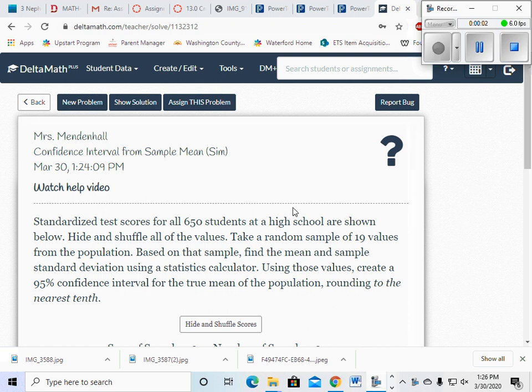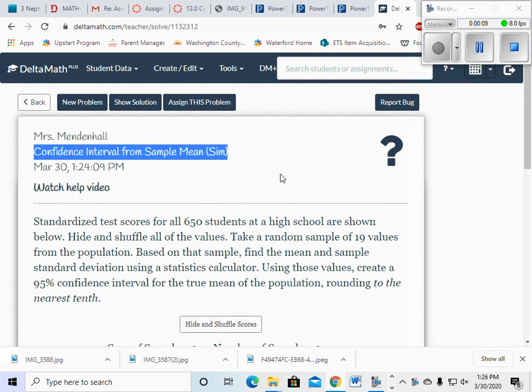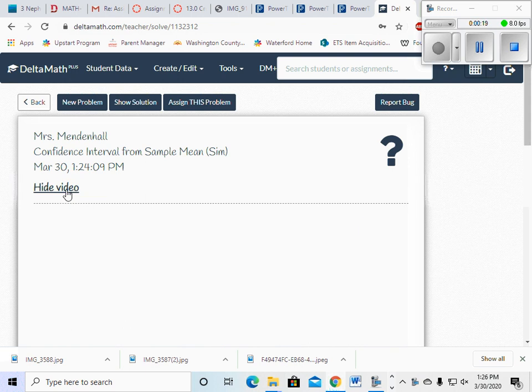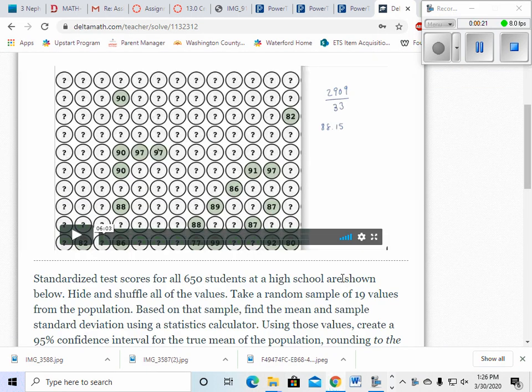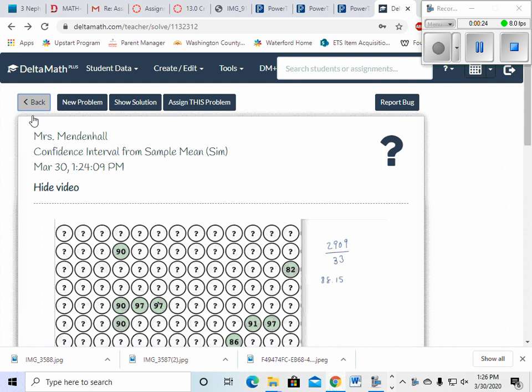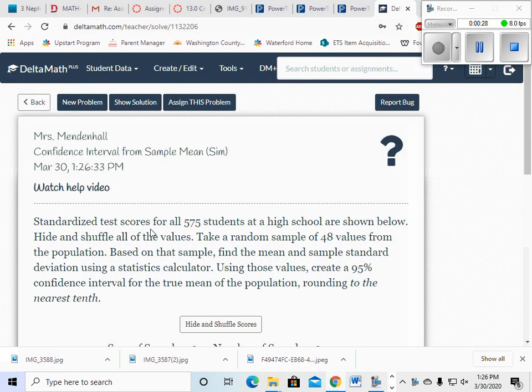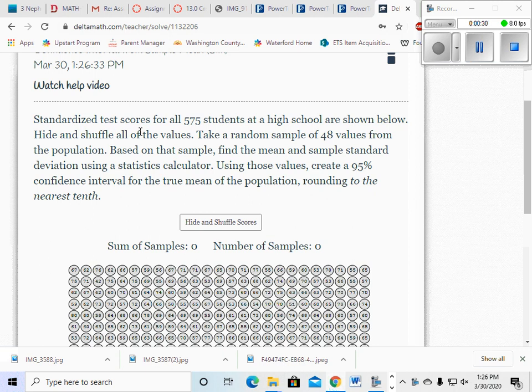Okay, so this is from the 13.1 Delta Math assignment, confidence interval from a sample mean simulation. First off, before I go through the question, I just wanted to point out that this one has a watch help video with it. So anytime you get stuck on them, if they have a watch help video, which not all of them do, you can click on that and they will walk you through how to do one of the problems.